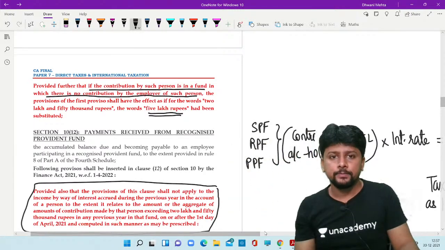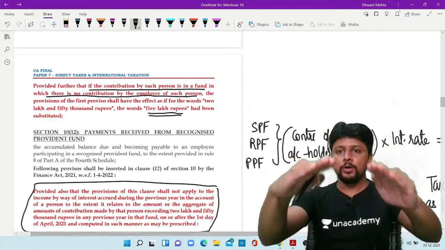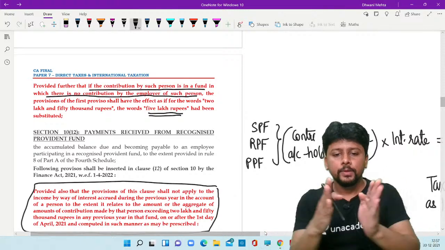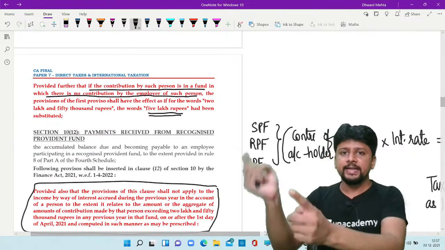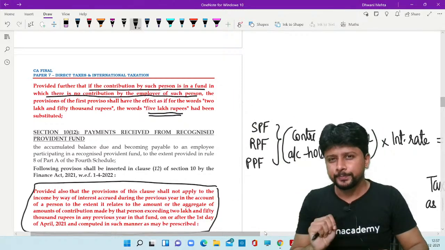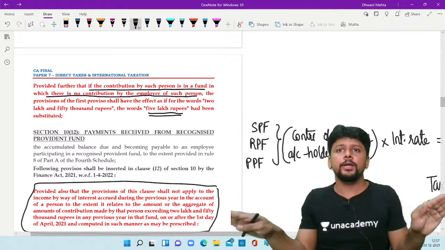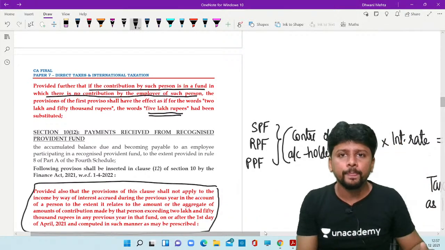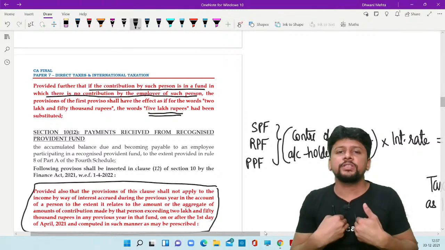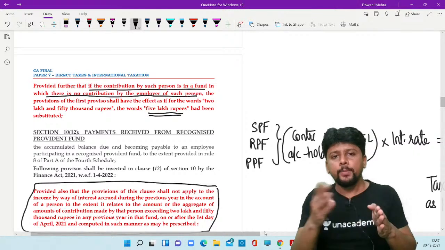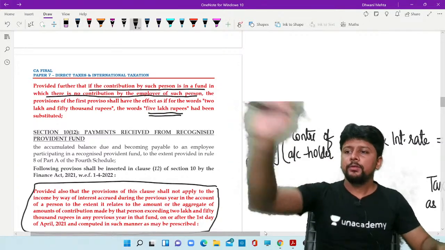So that means that if employee and employer both contribute, over and above 2.5 lakhs, on that extra contribution, interest is taxable. If it's only the person contributing and there is no employer contributing, best example, PPF, then contribution above 5 lakhs, the interest on that extra contribution will be treated as taxable.